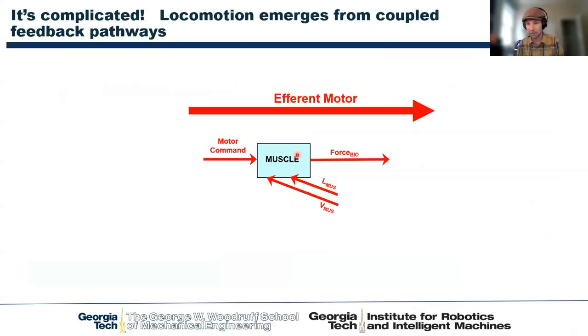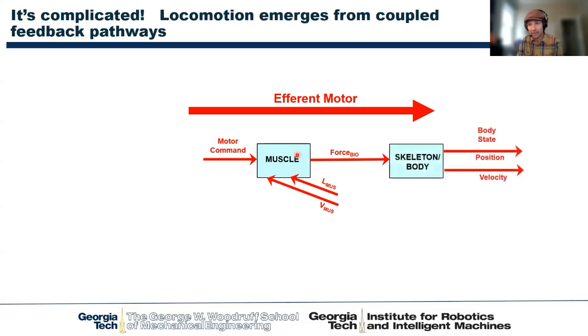So I just want to first motivate this by reminding us all that real world locomotion is complicated, right? So the schematic I have here is something like a classical work loop. We've got stimulation going into a muscle, and then we know that length and velocity help dictate what the force is coming out. But of course, in a real animal, there's a body that those forces load or drive. And then there's a body state.